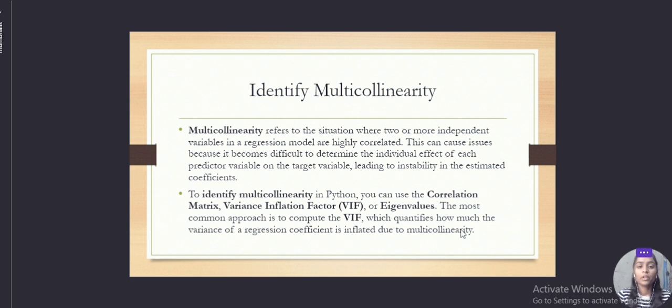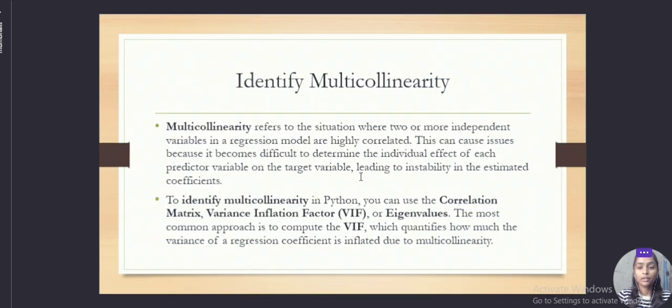Identifying multicollinearity. Multicollinearity refers to the situation where two or more independent variables in a regression model are highly correlated. This can cause issues because it becomes difficult to determine the individual effect of each predictor variable on the target variable, leading to instability in the estimated coefficients.